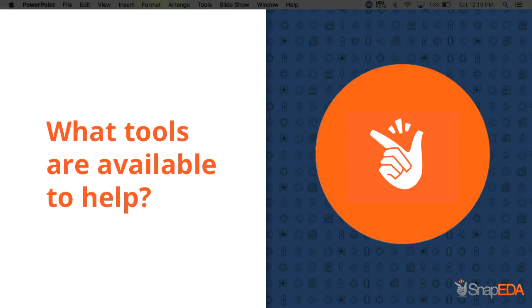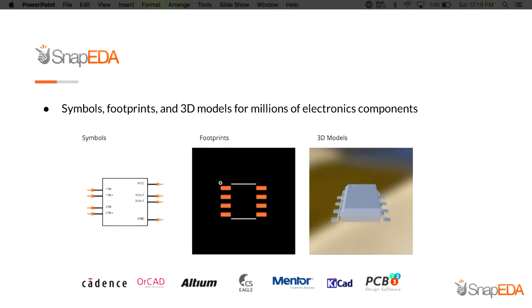Now, I would like to share some of the tools that are available to help you. We have SnapEDA. SnapEDA is a free library of symbols, footprints, and 3D models. Now we're also starting with simulation models.